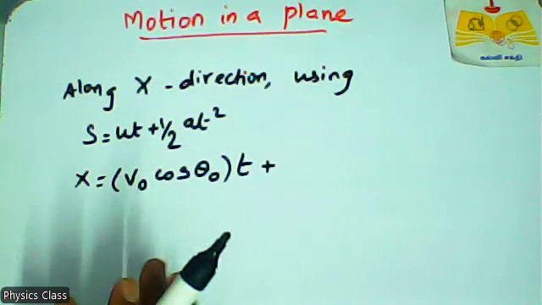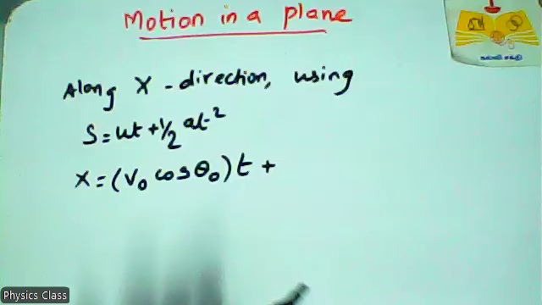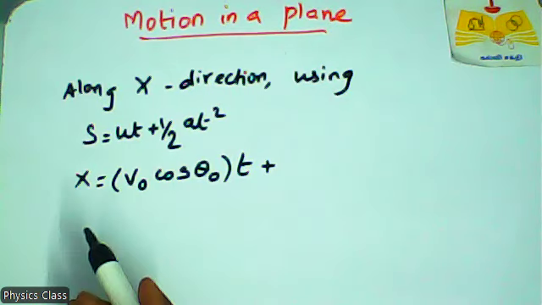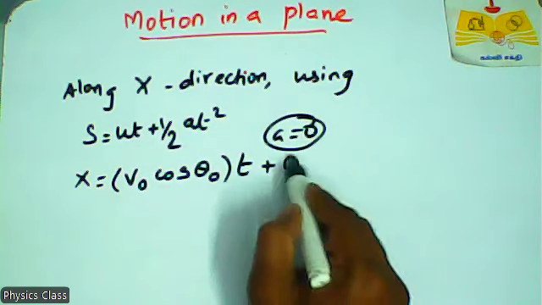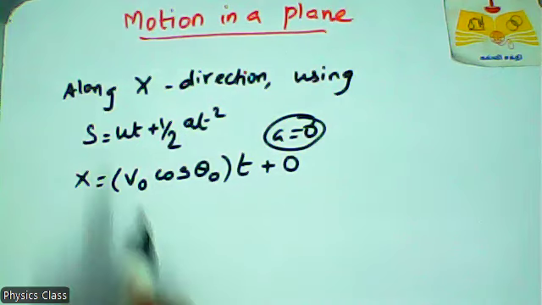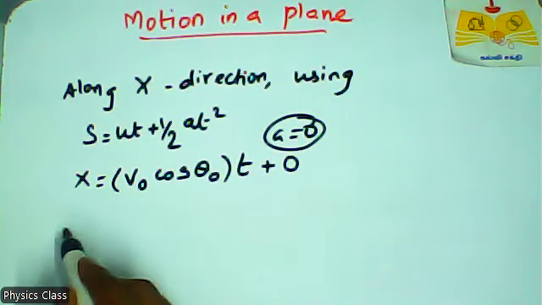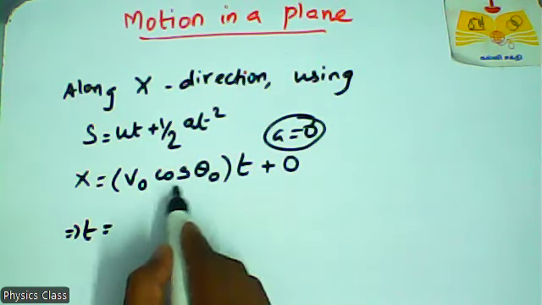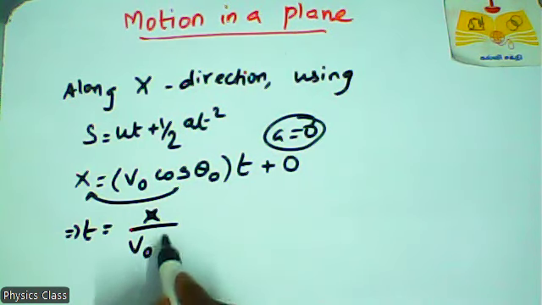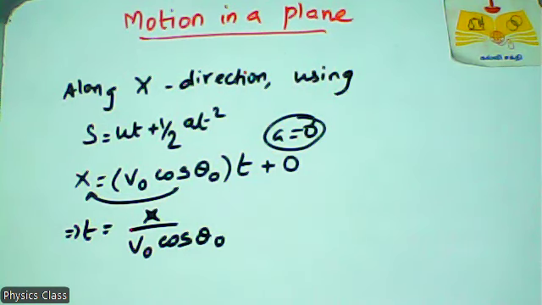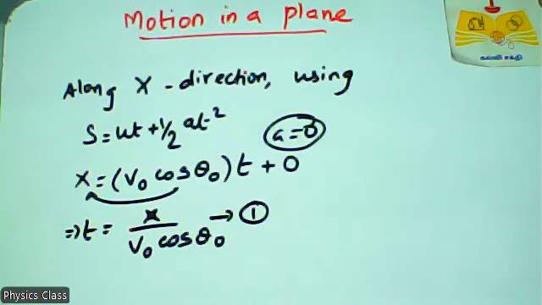Here, for the horizontal component, the velocity does not change. It is constant velocity, so acceleration is zero. So only x = v₀ cos θ₀ t remains. From that, t = x / (v₀ cos θ₀). This is equation number 1 for the x direction.